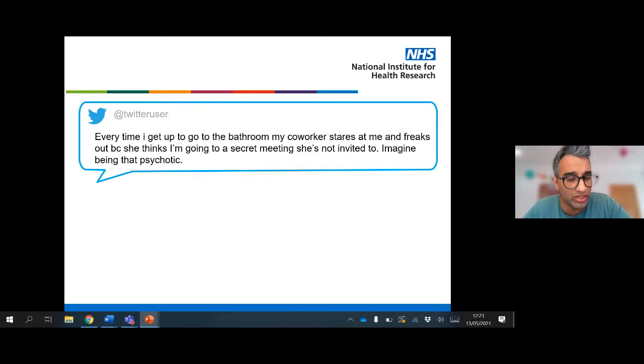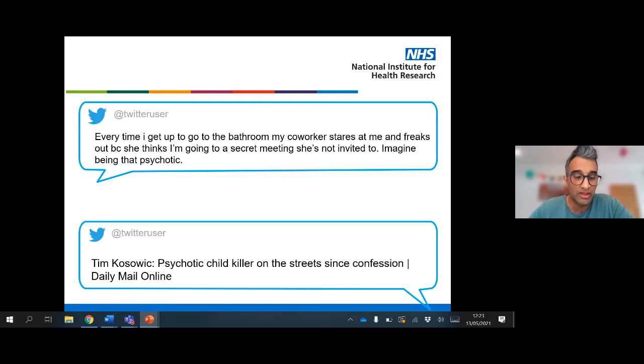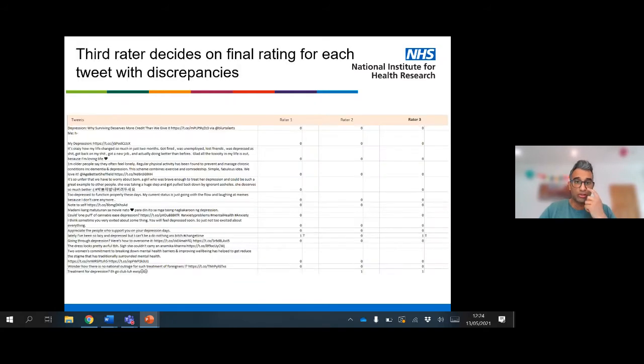And there's a couple more examples here. Every time I get to go to the bathroom, my co-worker stares at me and freaks out because she thinks I'm going to a secret meeting she's not invited to. Imagine being that psychotic. And there's this other one, a Daily Mail online headline: a psychotic child killer on the streets since confession. So they're giving me this information, rating these tweets as neutral or stigmatizing. That's giving me a picture, and then I'm taking that, and I've got their ratings here.